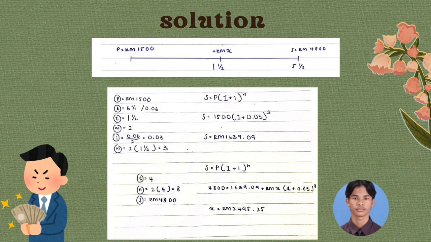The time also we need to change from 2 to 4, and n we need to change from 3 to 8, and S will become RM4800. And then we will use the same formula as before, which is S equals P open bracket 1 plus i close bracket power n, and it will be 4800 equals 1639.09 plus X, which is the value of the second deposit that we need to find, times open bracket 1 plus 0.03 close bracket power 8. And the final answer we will get is RM2495.25.